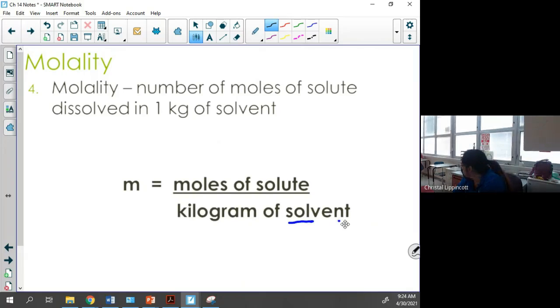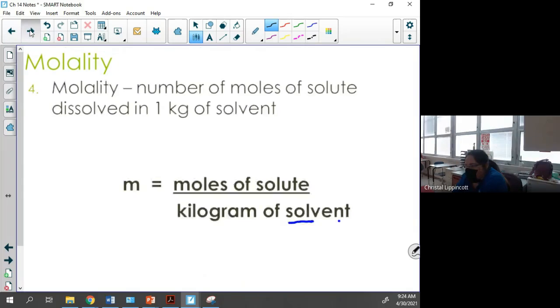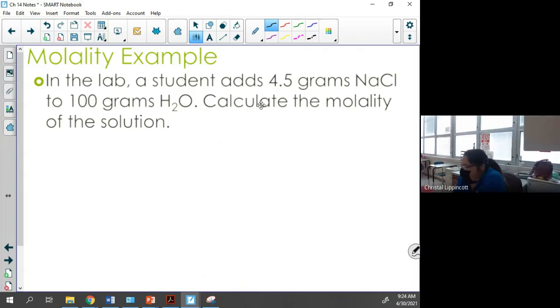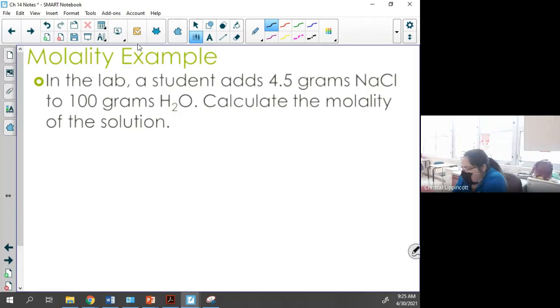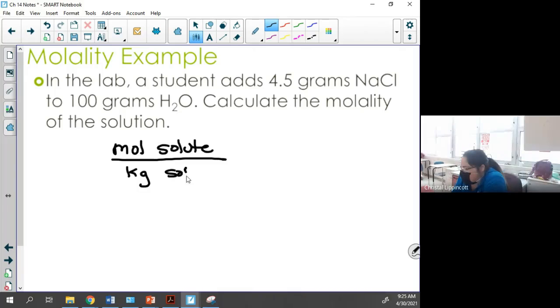And that's where this gets tricky, because this is the case where we don't add everything together. We're not using the solution down here. We're just looking at the solvent itself. All right, so we've got 4.5 grams of NaCl and we've got 100 grams of water. So again, moles of solute divided by kilograms, and that's going to be another kicker right there, of solvent.